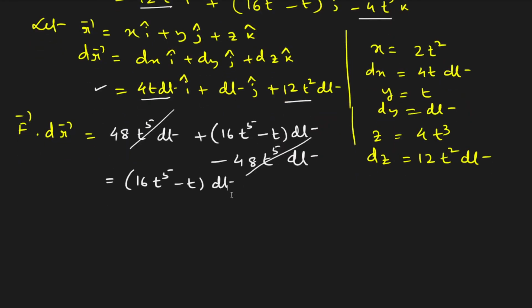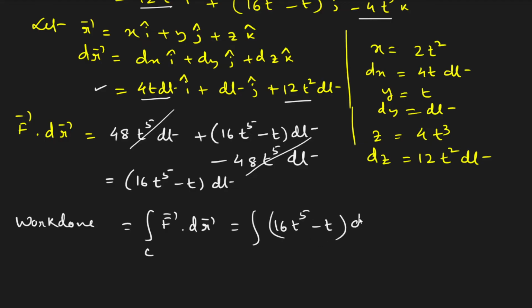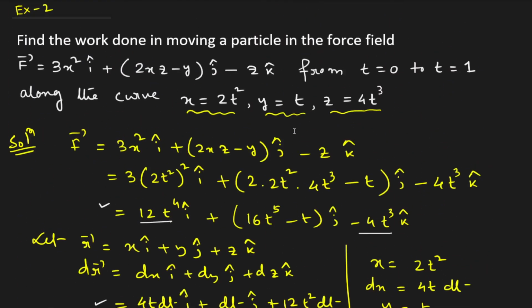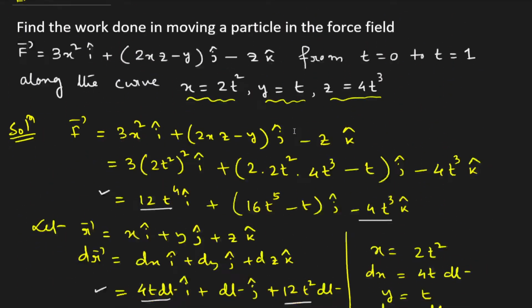So what we have to find? We have to find the work done. Work done, what is the formula? Integration over C of f bar dot dr bar. So it's the integration of f bar dot dr bar, which is (16t⁵ − t) dt. Again, in the question you see the limit is given. The limit is from t equal to 0 to t equal to 1.